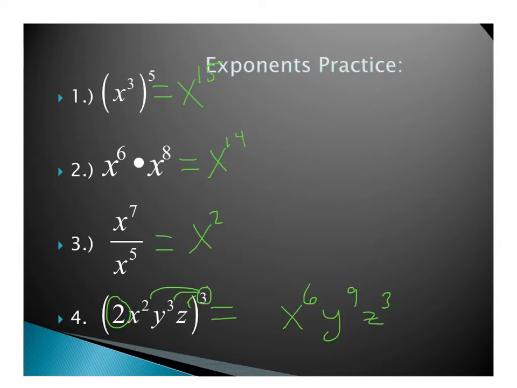Now 2 is a coefficient, it's not an exponent, so we're not going to multiply 2 times 3. We got to think of it as 2 to the 1st. So we're going to multiply this 3 to that 1, and you're going to have 2 to the 3rd. Well, what's 2 to the 3rd? 2 times 2 is 4, times 2 is 8. There's my final answer.